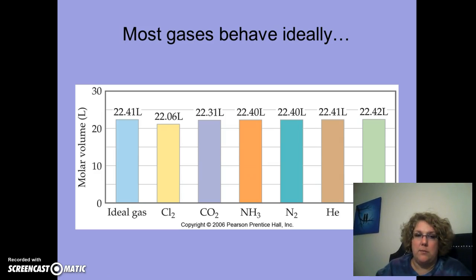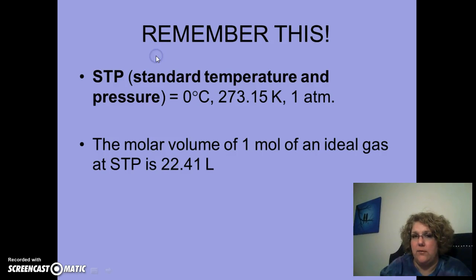Now, most gases behave ideally. So this is the molar volume of a gas. Remember, a mole of any gas at STP should be 22.4 liters. And most of them follow that fairly closely. This one down here that you can't see is hydrogen. That's 22.42 instead of 22.41. Hydrogen and helium are very close. So is the nitrogen. Probably the biggest deviation is the chlorine. I will get into why that is a little later on, why some gases deviate more than others. Just for right now, trust me that they do behave ideally.